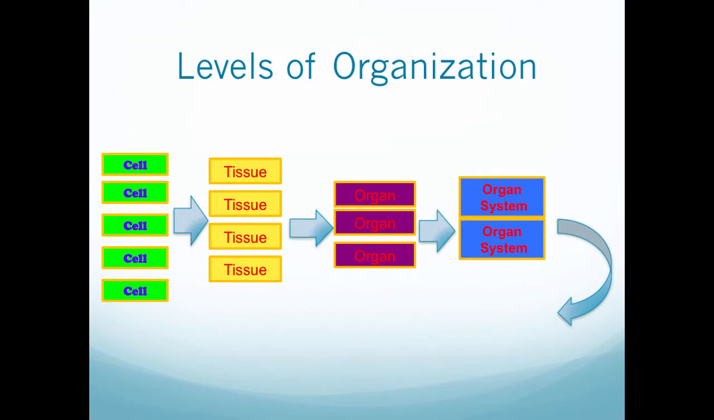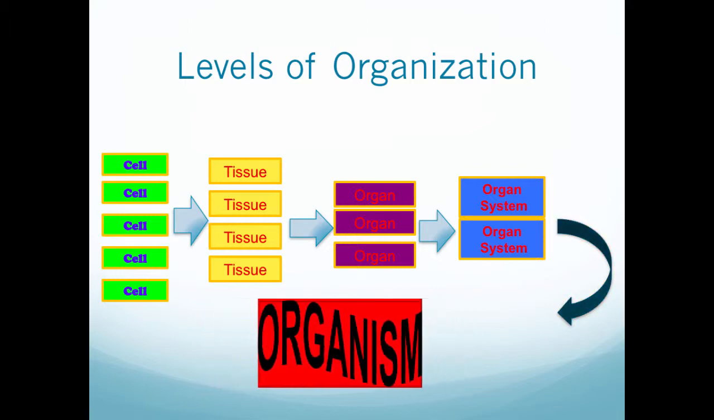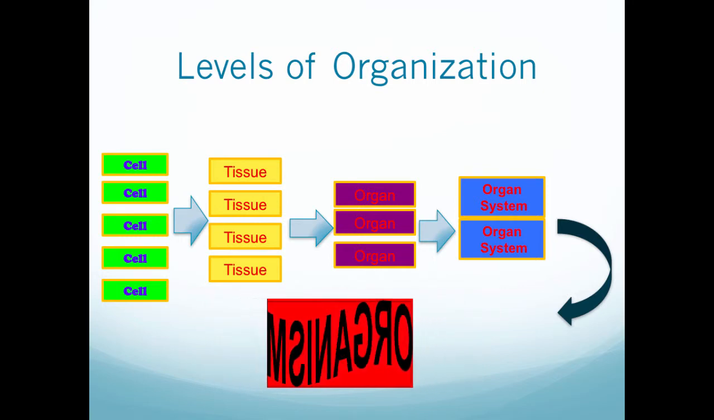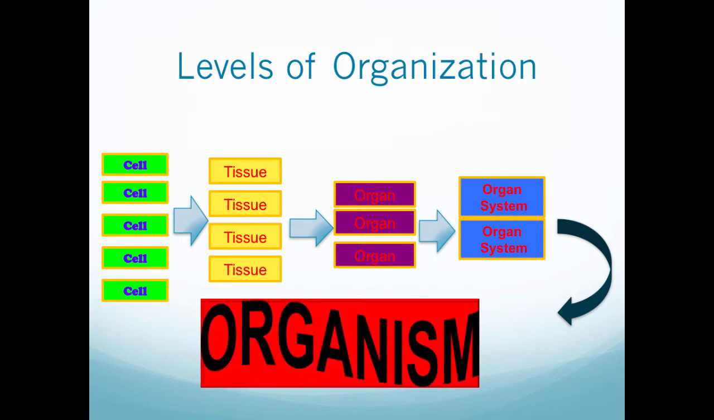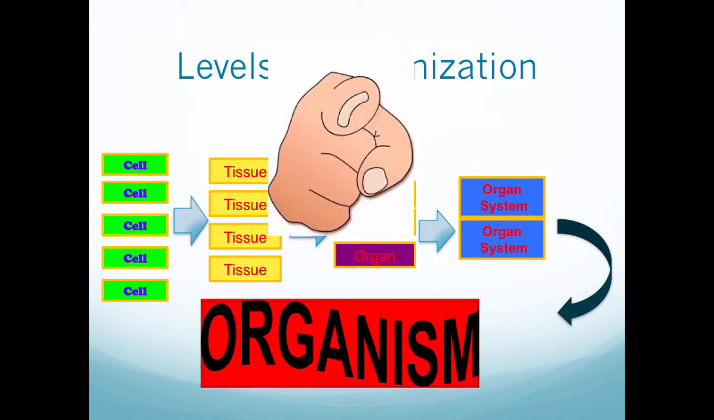So here's the last and final flowchart for our levels of organization. Cells make tissue, tissue makes organs, organs make an organ system, and all your organ systems together make an organism. And do you know what an organism is? That's you. So I hope you've enjoyed these notes on levels of organization.